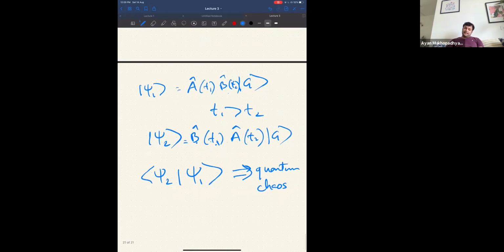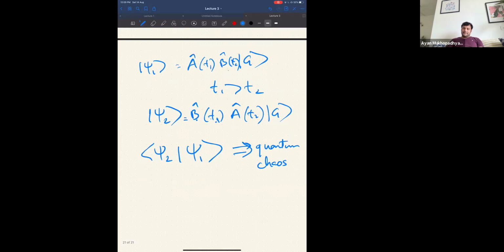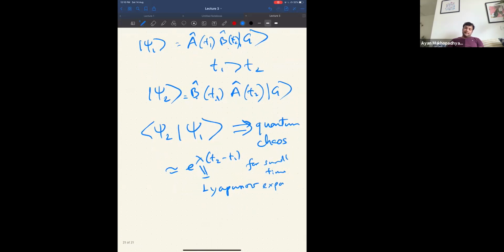Right, and essentially what happens is that this thing actually grows with time like this, and this is often called the Lyapunov exponent. Yeah, for small time. So this is often called the Lyapunov exponent. Of course it's normalized, so this doesn't grow. This inner product cannot grow without bound.